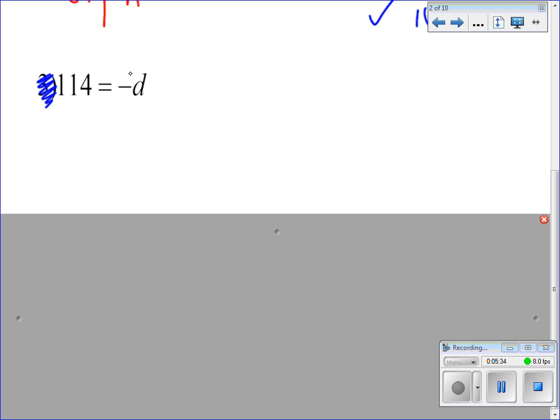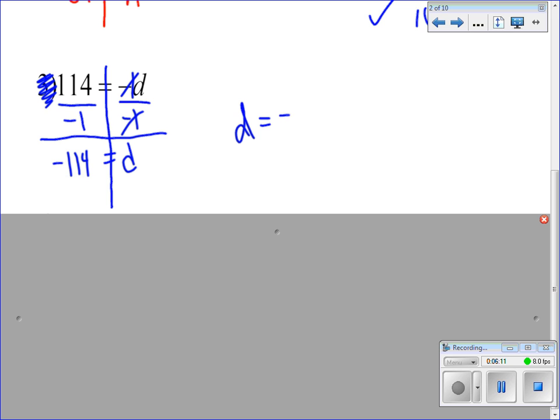Because see, since that negative is touching the variable, we know that it's actually negative 1d. So technically, this variable is not quite isolated. So we need to draw our line, and then we need to do the opposite. Since it's negative 1 times d, we're going to divide both sides by negative 1. Notice I use the fraction bar for our division. Negative 1 divided by negative 1 cancels, and again, now it's just d all by itself. Negative 114 divided by negative 1 would be negative 114. So even though we were close to being finished, technically it was not actually finished.